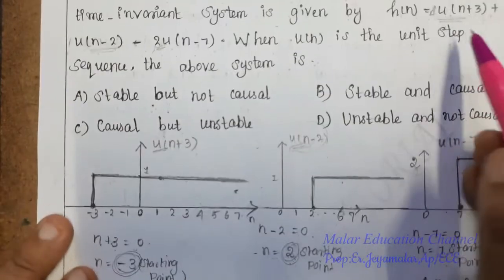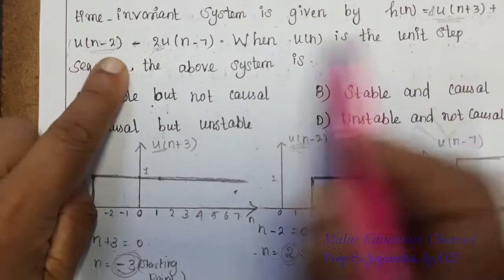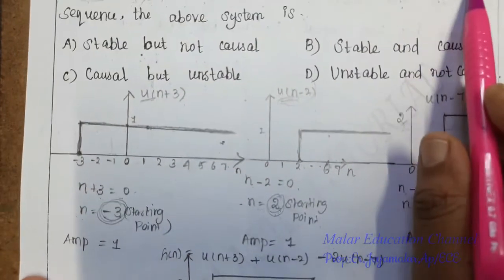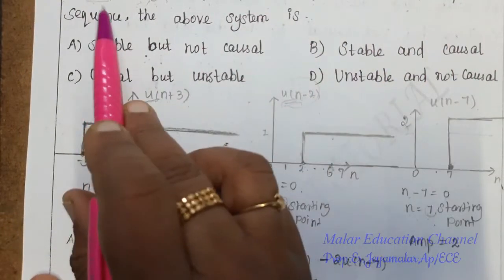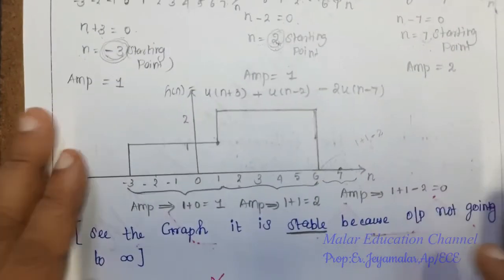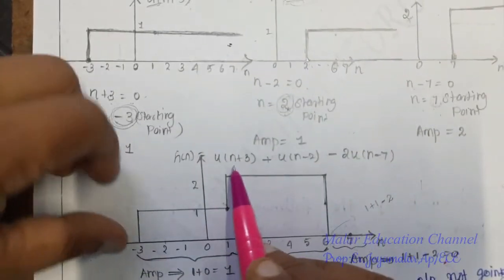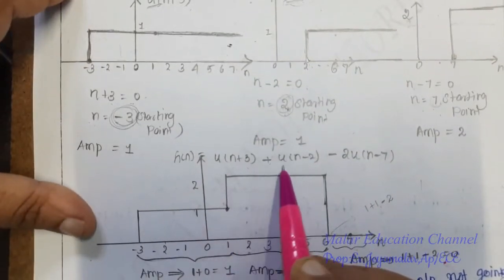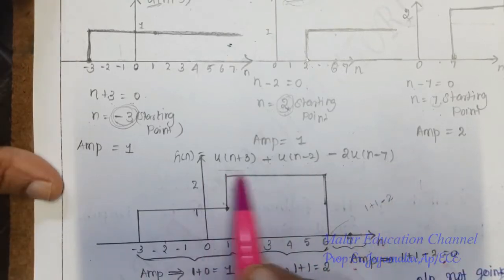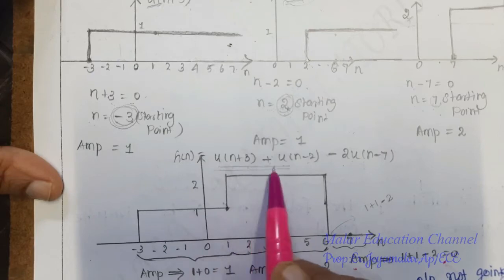The function is first one plus second one minus third one. Now you have to draw the diagram for u of n plus 3 plus u of n minus 2, minus 2 into u of n minus 7. First, draw the diagram for u of n plus 3 plus u of n minus 2.